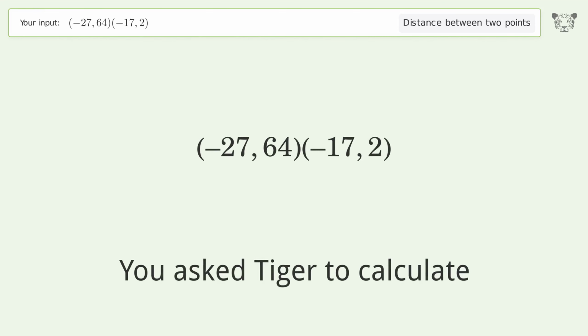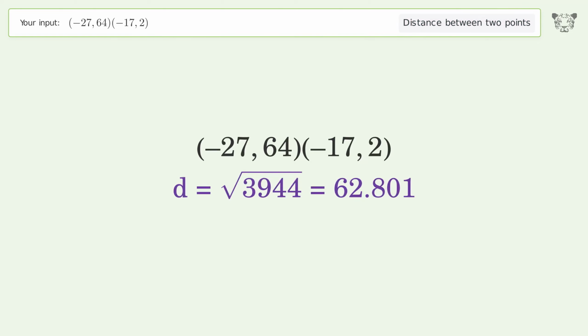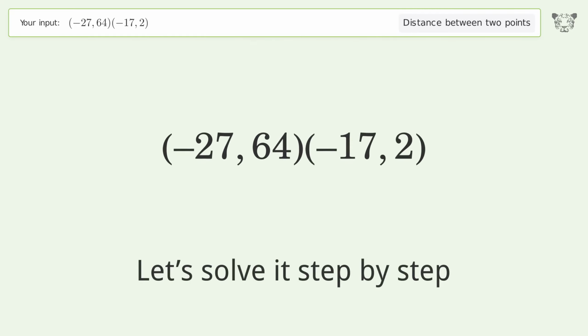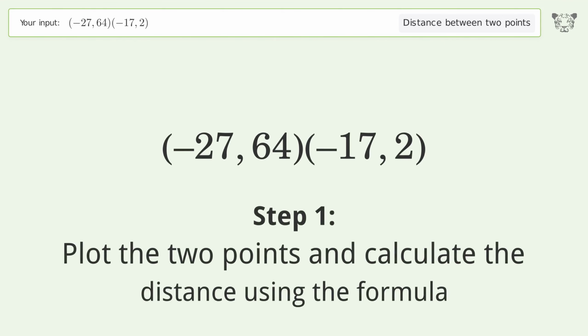You ask Tiger to calculate. This deals with the distance between 2 points. The distance between the 2 points is the square root of 3,944, or 62.801. Let's solve it step by step. Plot the 2 points and calculate the distance using the formula.